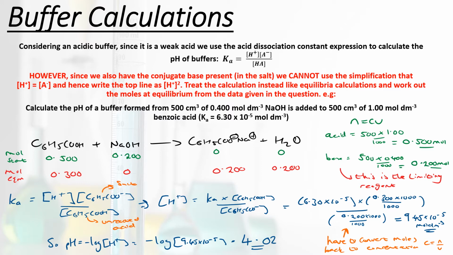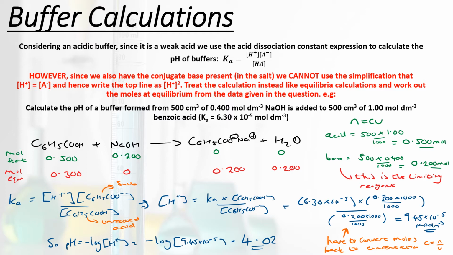So now we go and write out our Ka expression. So we have H plus times C6H5COO minus divided by the benzoic acid, the unreacted acid. So the acid number that we put in is going to be the number that is unreacted, because we're concerned about what the moles are at equilibrium when the buffer solution is formed, not at the start. And the top, our H plus concentration, well, that's what we want to work out because we're looking to find the pH. Remember that pH is the negative log of the H plus concentration, so we need to rearrange our expression for H plus. And the C6H5COO minus is the salt moles that we have.